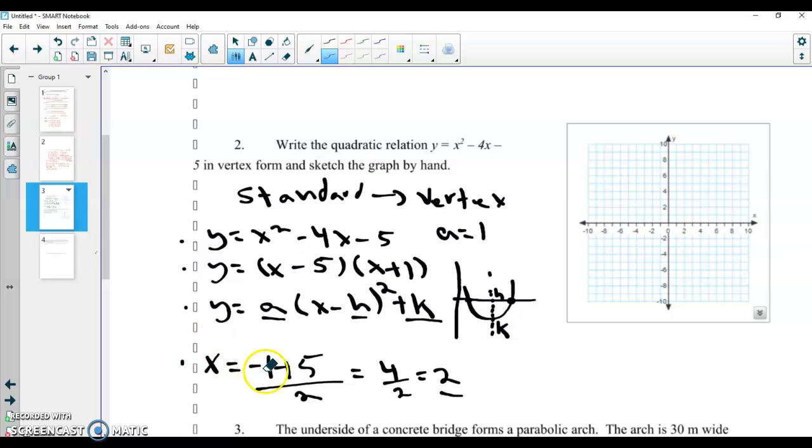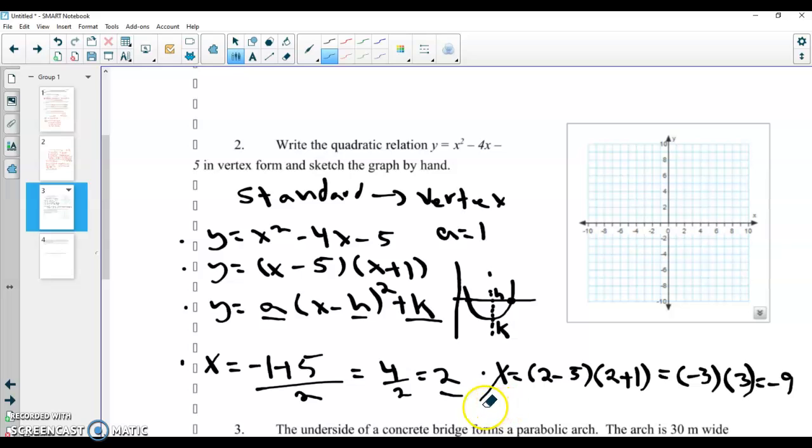So to find k, I'm going to take y is equal to 2 minus 5 times 2 plus 1, which is equal to negative 3 times 3, which is equal to negative 9. So what that means is my vertex is 2, negative 9.